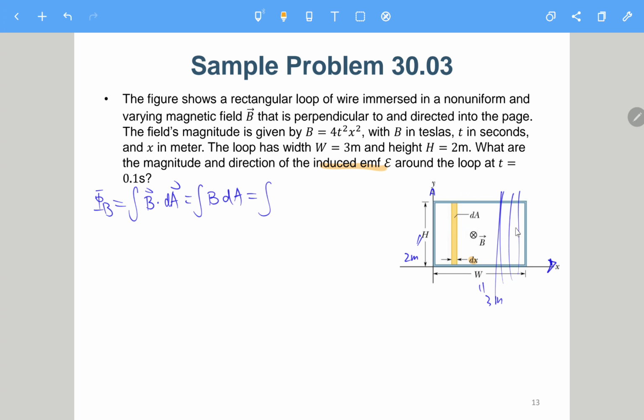For a different rectangle, of course the B field might be different, but as much as we only need to cut it like this, the B field is already a constant. If the B field were also related to the y-axis coordinate, for example if B were like 4t squared x squared y, then we would also need to cut it in y and change dA to dx dy. But here we don't need to do so.